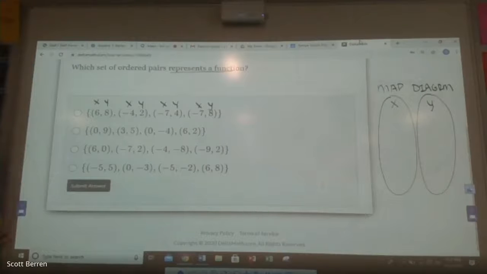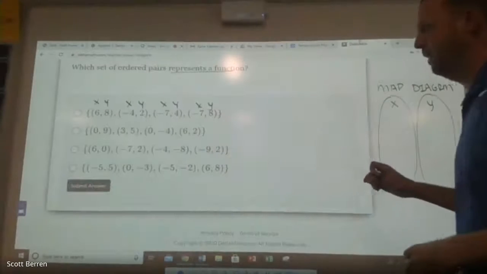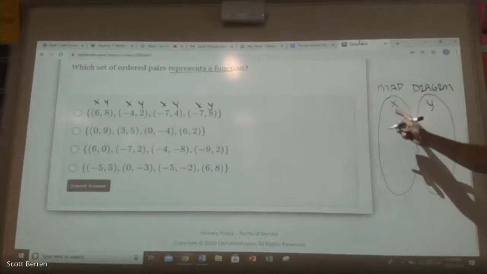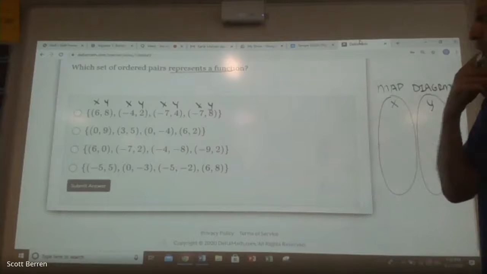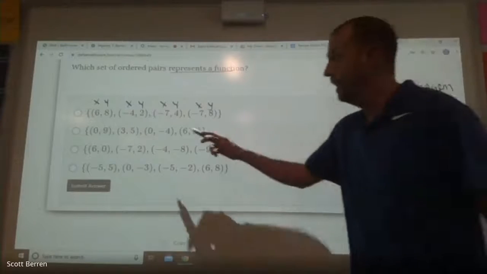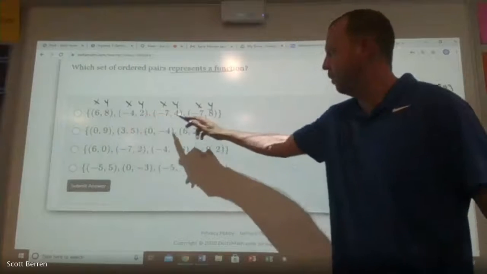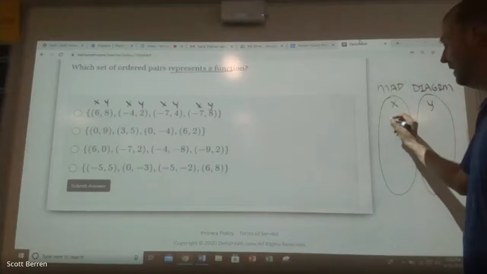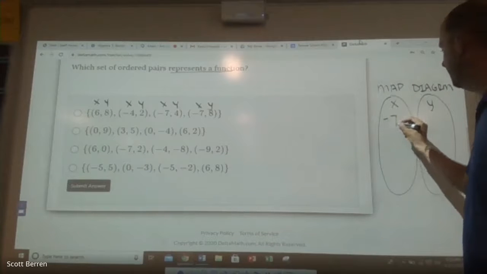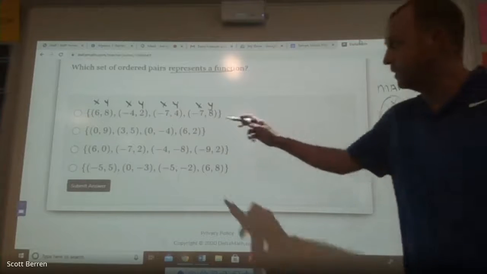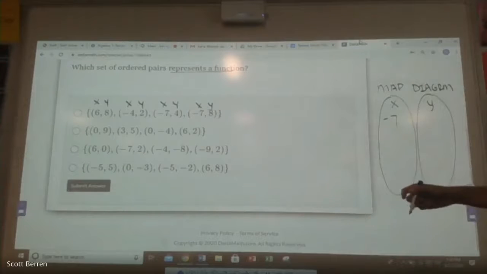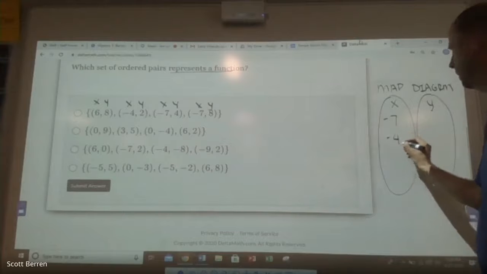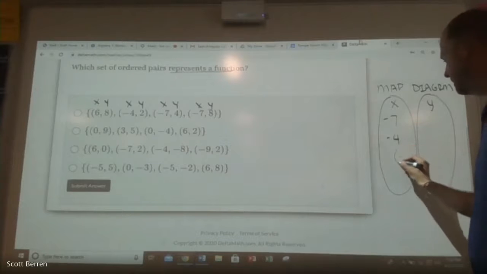Okay. So what we're going to do on this first thing called the map diagram is we're going to go ahead and put our X values in order from smallest to biggest. So I've got an X value of 6, -4, -7, -7. Well, the smallest X value is -7. And I'm only going to write it down once, even though it's listed twice. We only need to write it once. Next one is -4. And the next one is 6.